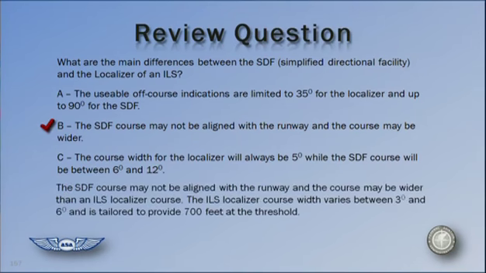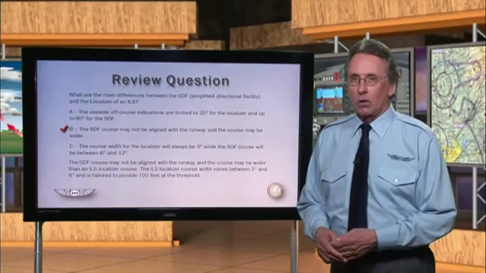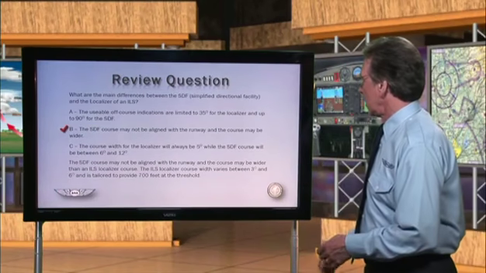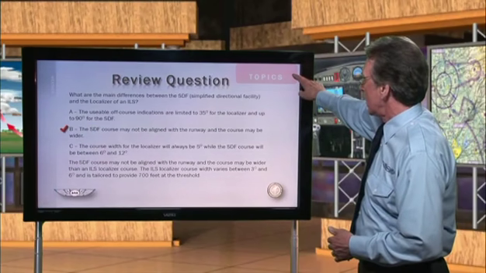And the answer is B. The SDF course may not be aligned with the runway, and the course may be wider than an ILS localizer course. The ILS localizer course width varies between 3 degrees and 6 degrees and is tailored to provide 700 feet at the threshold.